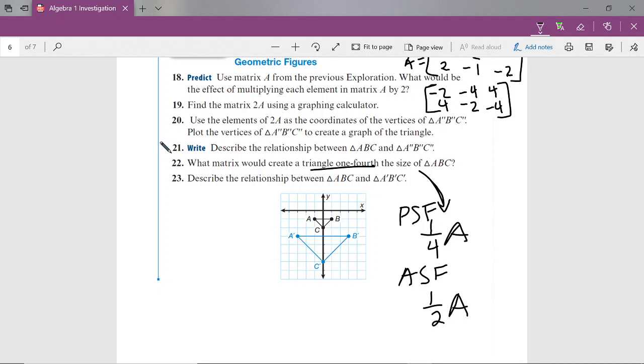All right. Lastly, number 23, describe the relationship between triangle ABC and A prime, B prime, C prime. Well, we can see if I have AB right here has a side length of 2 compared to a side length of 6. And we can see that in all of it, which means we must have used a scalar multiplication of times 3. So this is a dilation, an enlargement of this triangle.